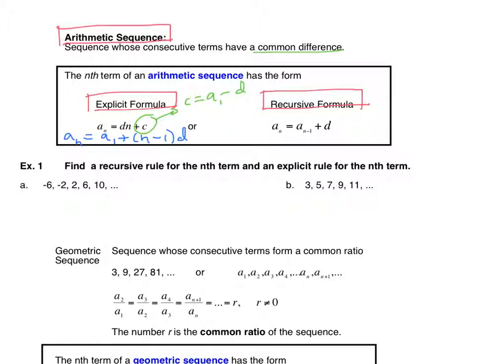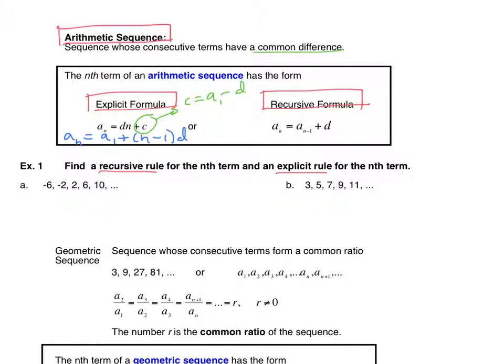But for this one, we're going to find a recursive rule, and we're going to find an explicit rule for each one of these. And so looking at this one, I've got to gather the information that I need. So for my explicit rule, I need A sub 1, I need n, and I need my, well, I don't actually need n, because we're going to keep that n there. We're going to find the general rule. So all I need is my common difference and my A sub n.